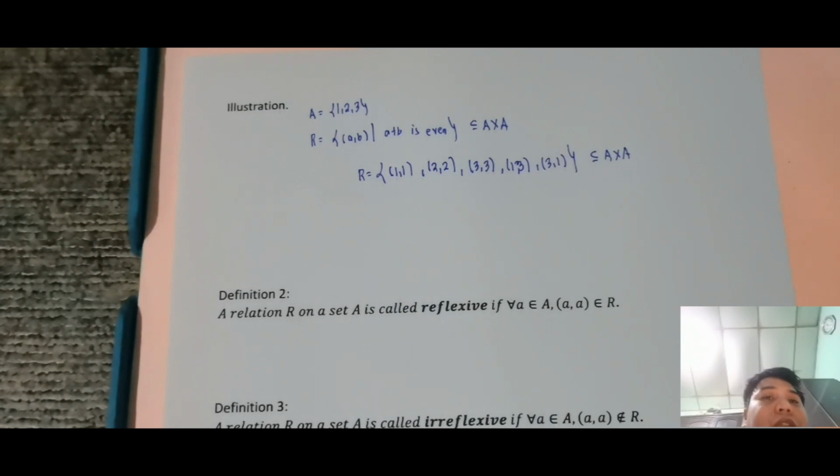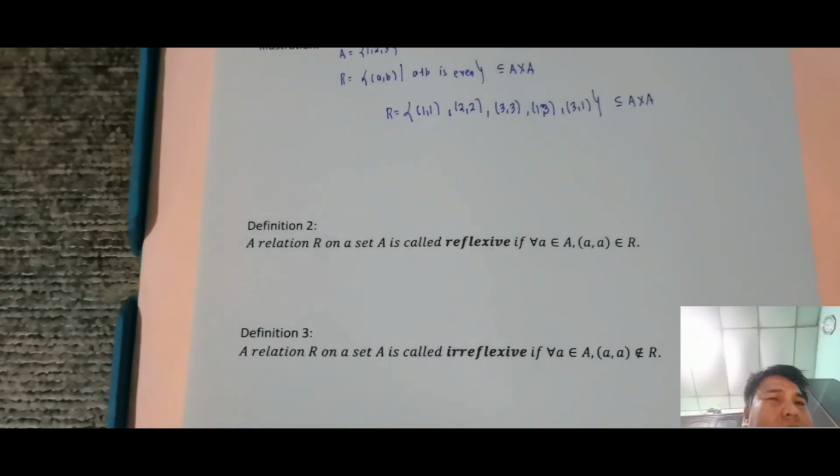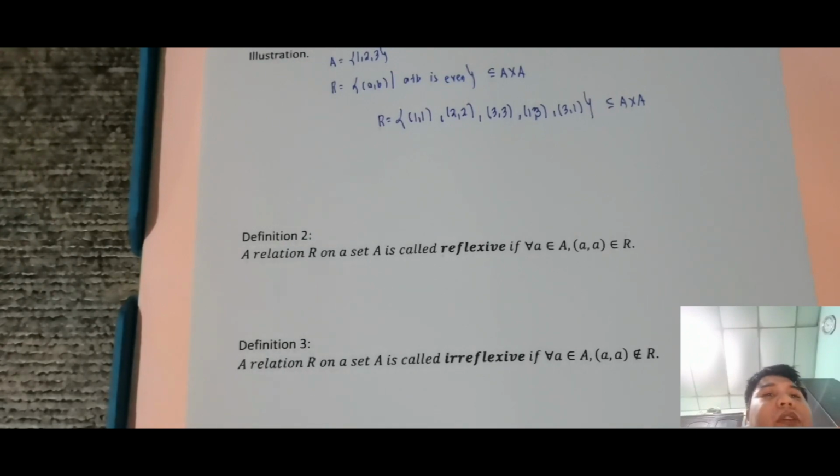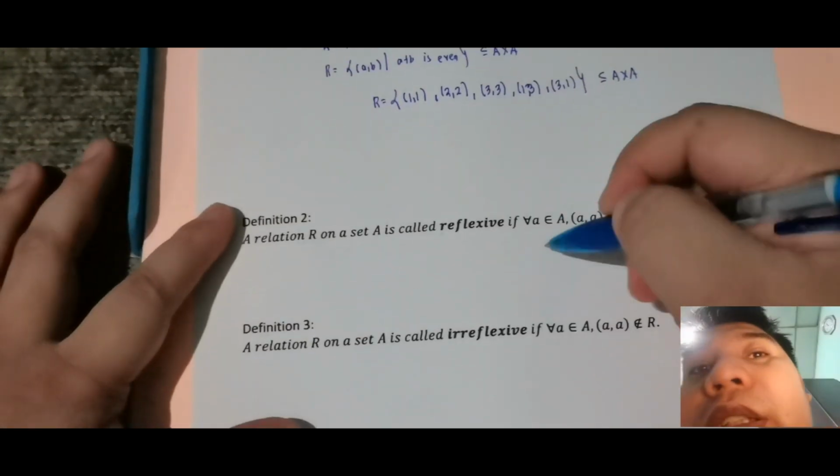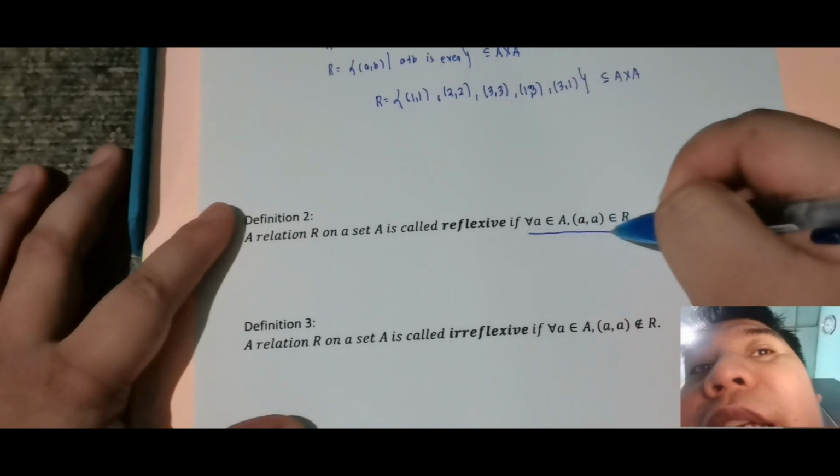Okay, so let's have definition number 2. So definition 2, a relation R on a set A is called reflexive. Tandaan mo yung word na reflexive. Okay, if for all a element of A, (a, a) is an element of R. Okay, so pag-isipan mo muna. So, yung condition na to, yung nagsasabi kung kailan ako magiging reflexive.